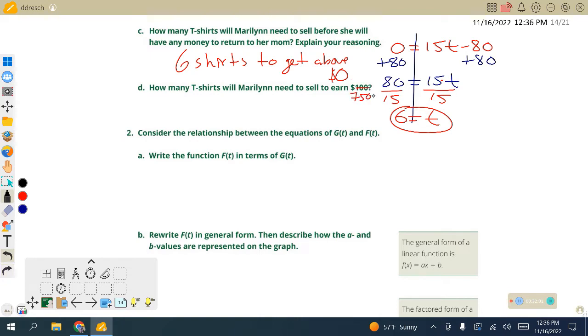$7,500. Oh, so not $1,000, but $100. So Ms. Keenel here wants to make $7,500. Okay, so let's scratch that off. Let's do that $7,500 then. Write that equation. I can't see that on my graph, so we're going to solve out that equation like we've been doing and doing and doing.